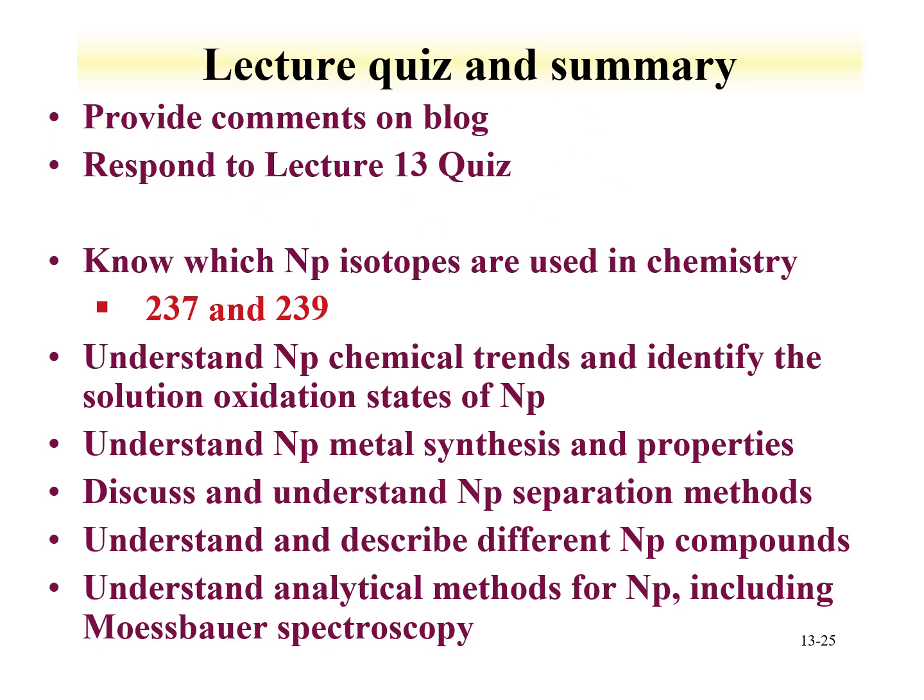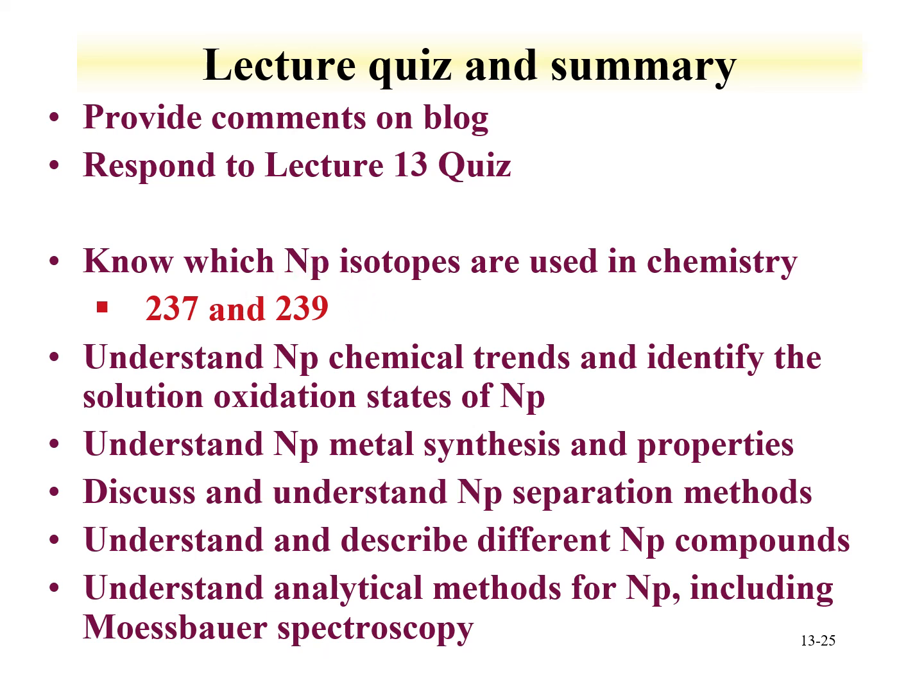The outcomes for this lecture are listed here. They start with which Neptunium isotopes are used in chemistry. Neptunium-237 is the longest lived isotope, so it is used in the bulk of the Neptunium studies, particularly those with materials or compound synthesis. And Neptunium-239 has a gamma that is easy to trace.